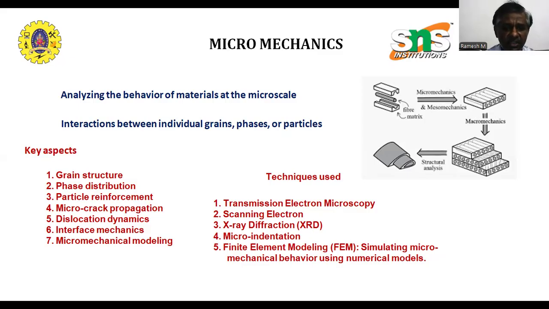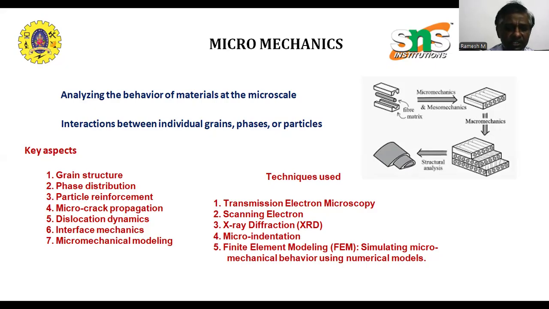Then in interface mechanics, another thing to be focused on is interface characteristics, that is strength, toughness, and adhesion. These material properties have to be analyzed very well here. The interface-microstructure interactions have to be studied, and interface failure mechanisms are to be analyzed in the interface mechanics. Then micromechanical modeling. Here, as we said earlier, finite element modeling, boundary element modeling, and analytical models come under the approach of micromechanical modeling.